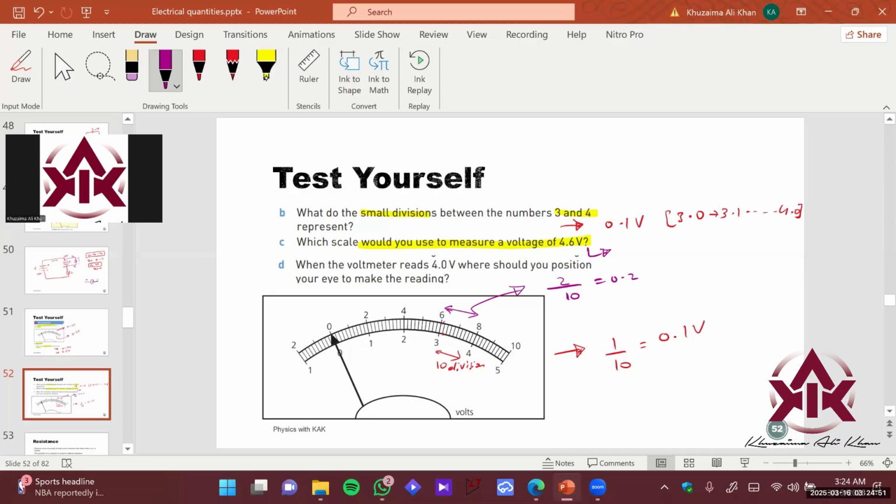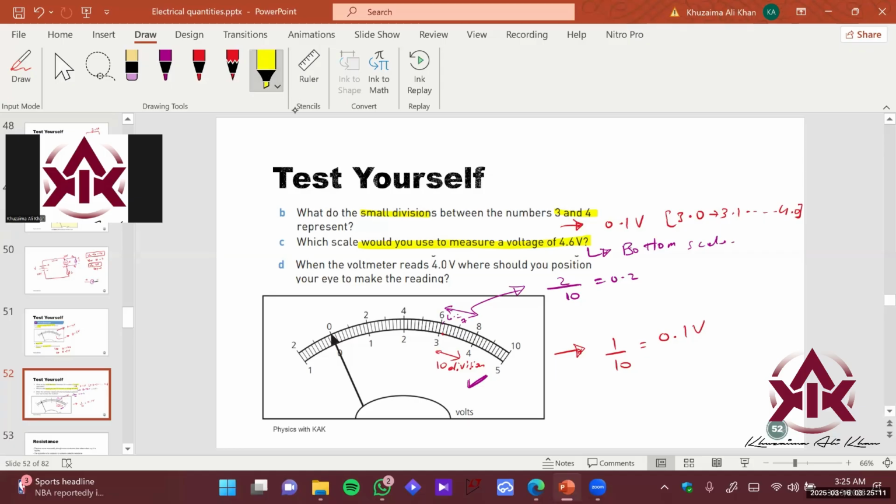So let's say this is 6. This is going to be 6.2. This is going to be 7, right? So you cannot represent 4.6 here. You want to be very accurate over here, so you should basically use the bottom one. That will show you an accurate scale reading. So the bottom scale should be used here.